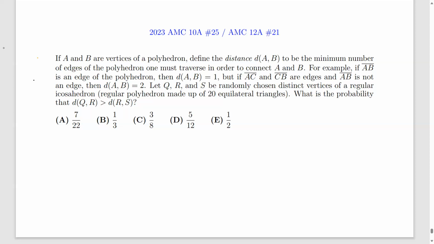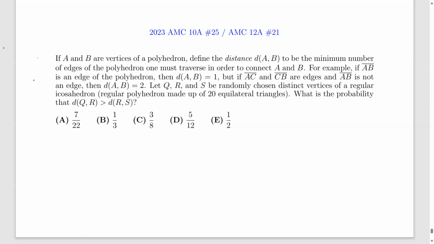Let Q, R, and S be randomly chosen distinct vertices of a regular icosahedron, which is a regular polyhedron made up of 20 equilateral triangles. What is the probability that the distance between Q and R is greater than the distance between R and S?